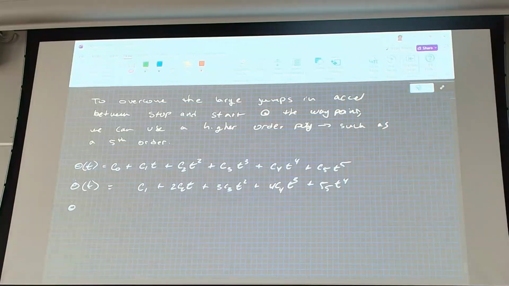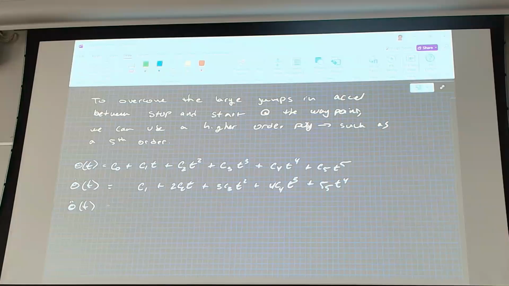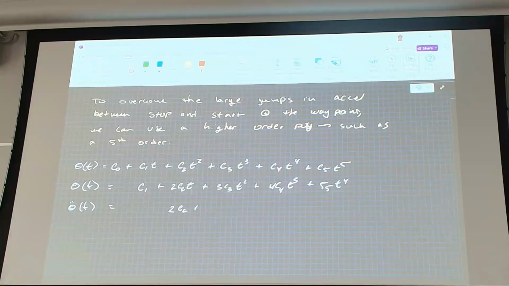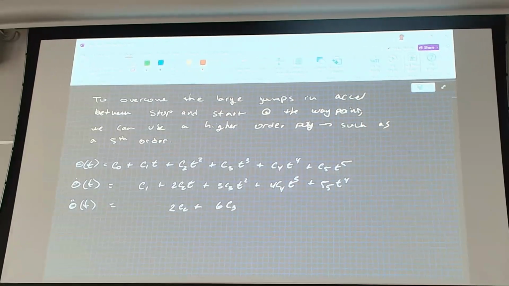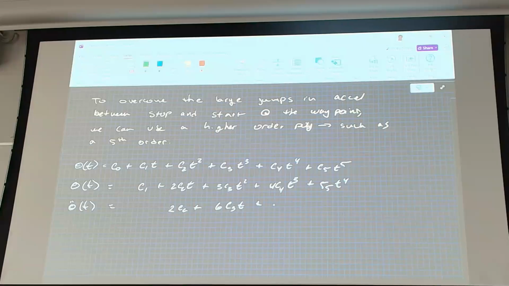And we can also say that the theta double dot is going to be what? 2c2 plus 6c3 t plus 12c4 t squared plus 20c5 t cubed. So far so good. And we can keep on going.